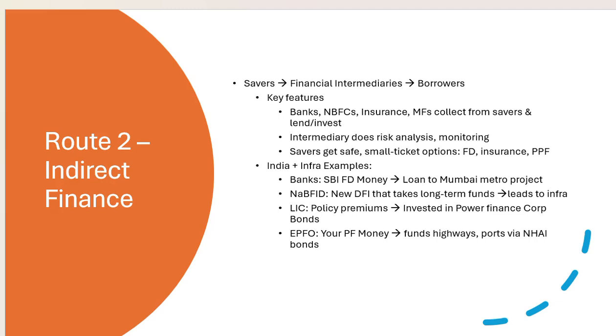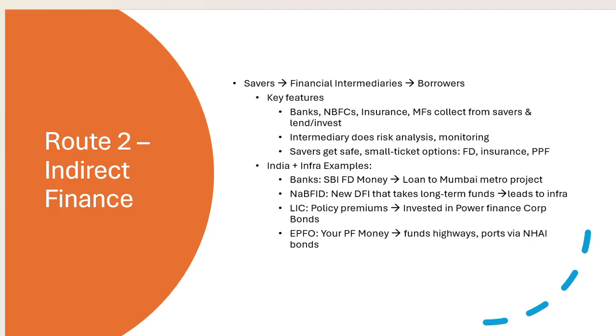So you will invest your money with a particular purpose, understanding the objective of that scheme, and that scheme will route your money to the borrowers. So that's the key feature. Then the intermediate does the risk analysis and monitoring. So you don't need to think about the risk analytics and the monitoring part, and you don't need to check where your exact fund goes and is routed to the borrowers.